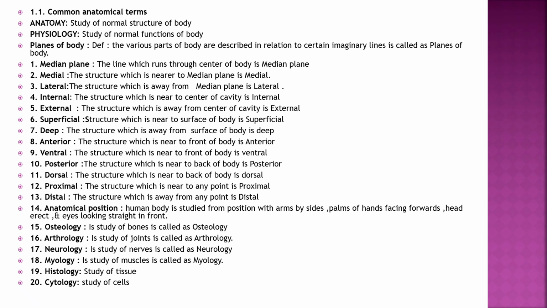Ventral, near to the front of the body is ventral. Posterior, the structure which is near to the back of the body. Dorsal, near to the back of the body. Then proximal, near to any point is proximal, away from any point is distal. Anatomical position: the body is situated with arms by the sides, palms of the hands facing forward, head erect, and eyes looking straight in front.